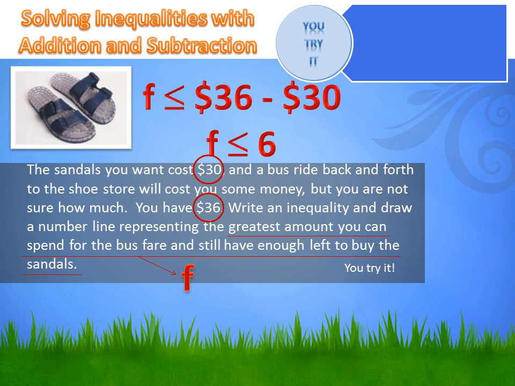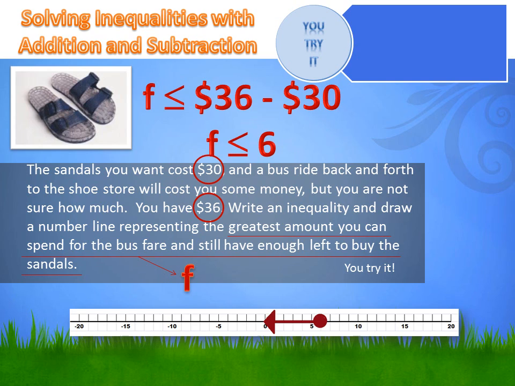So how can I write this as an inequality? Well, just like this. I could say that F was less than or equal to the $36 that you've got minus the $30 you want to spend on the sandals. So the amount of money that you spend for the bus fare has to be less than or equal to $6.